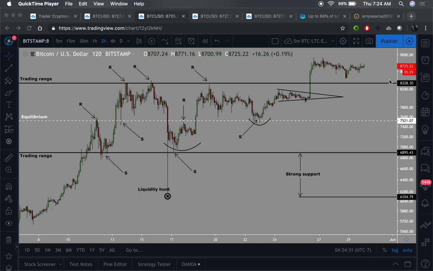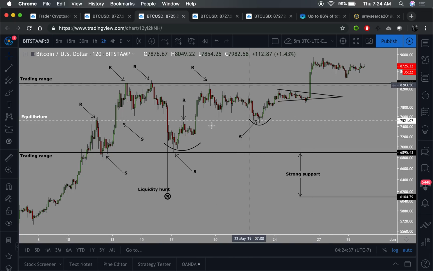Price of BTC is currently at 87.25. I wanted to pull up this chart to show you guys that a few weeks ago I explained how prices travel in trading ranges and they also travel in channels. Whether they're ascending channels or descending channels, price is always either moving up, down, or sideways, right? There's only three directions a price can go.